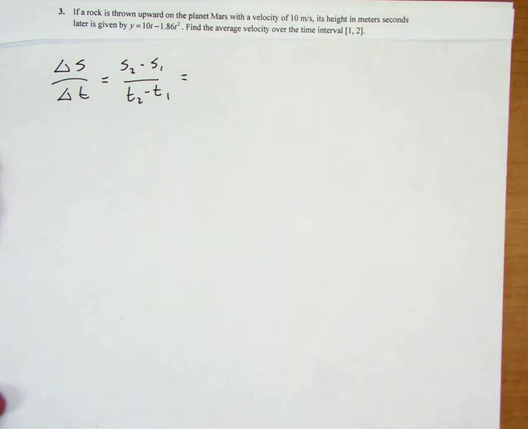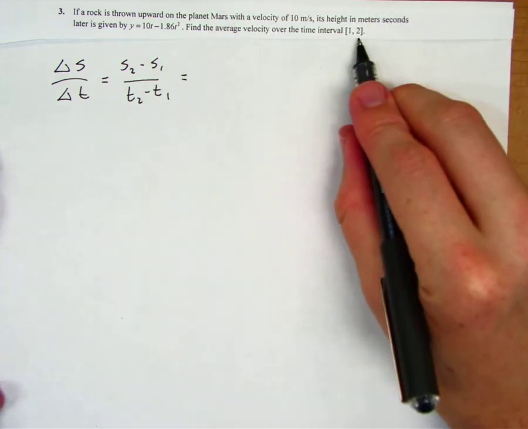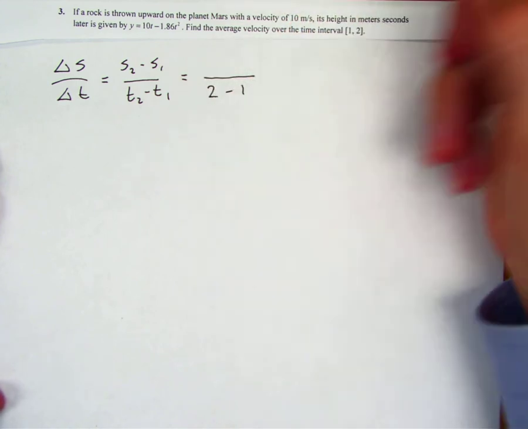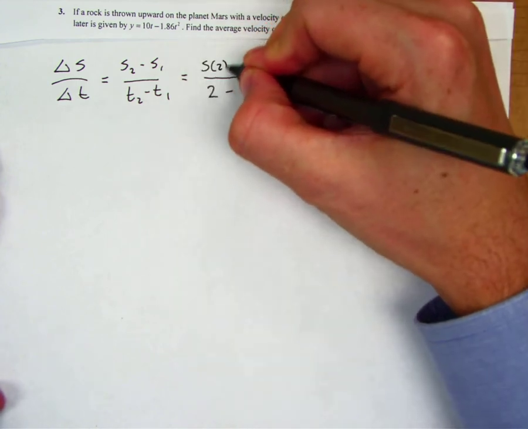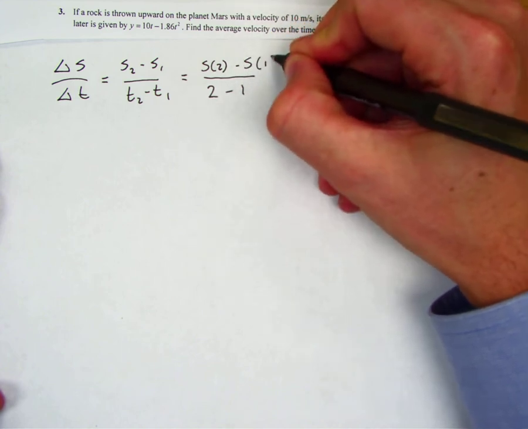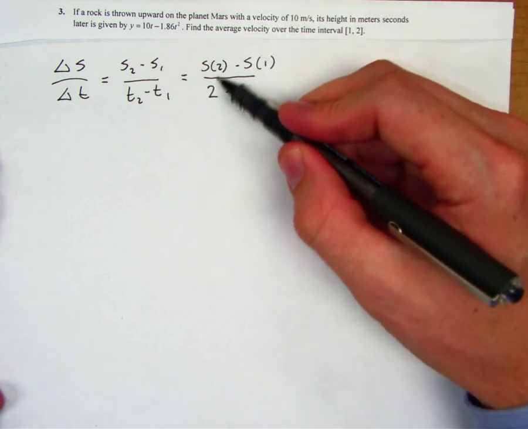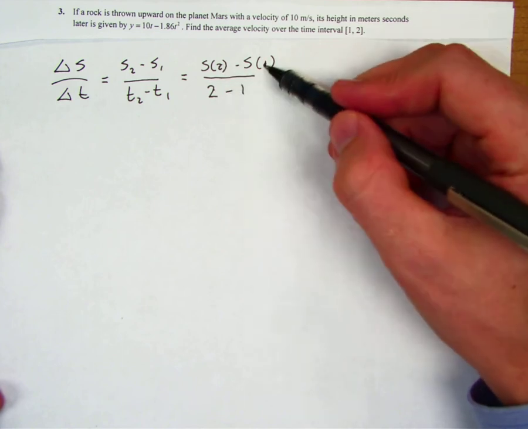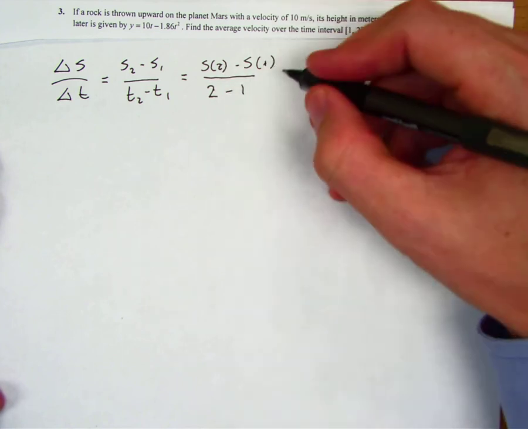Let's go ahead and say that time 2 is 2 seconds. So on the bottom we get 2 minus 1. On the top we get s of 2 minus s of 1. Again, check to make sure that these are the same. You want to have s of 2 directly over time 2 and s of 1 directly over time 1.